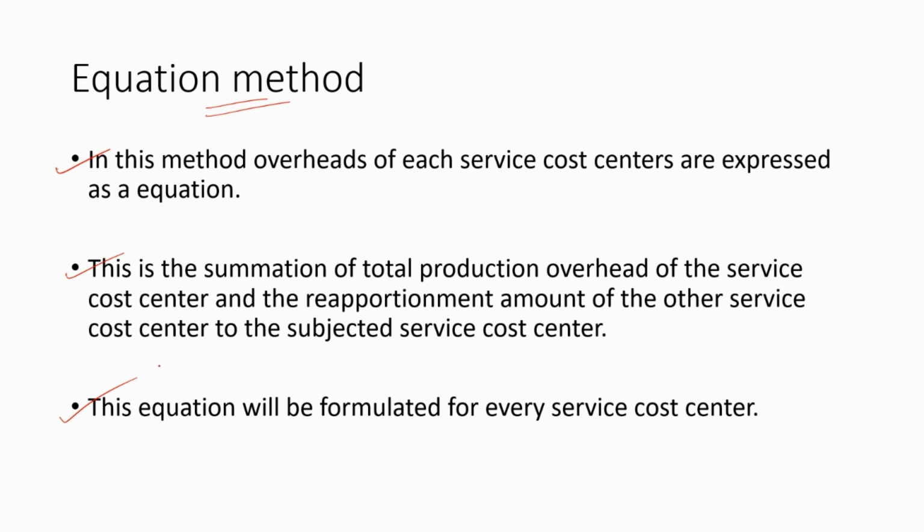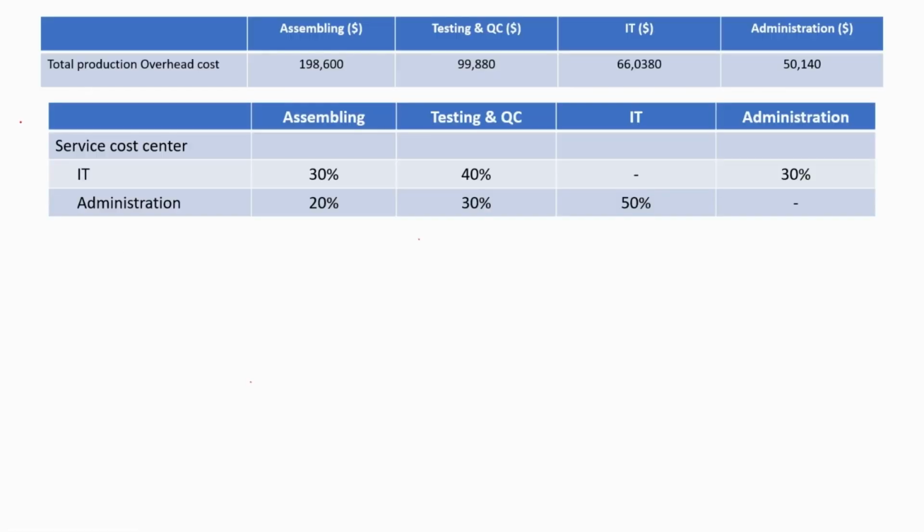First of all, we have to formulate equations for every service cost center. Now let's formulate the equations for service cost centers. In order to do that, we need the total production overhead cost for every cost center and the percentages of service cost centers' services to the other cost centers. Now let's call the IT service cost center letter I and the administration service cost center letter A. Now let's formulate the equations.